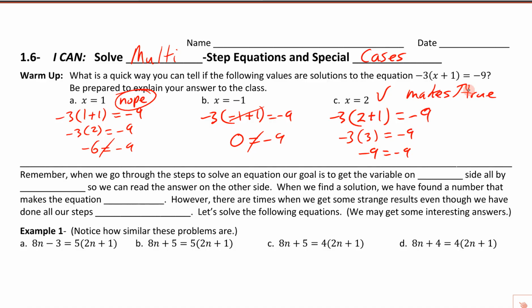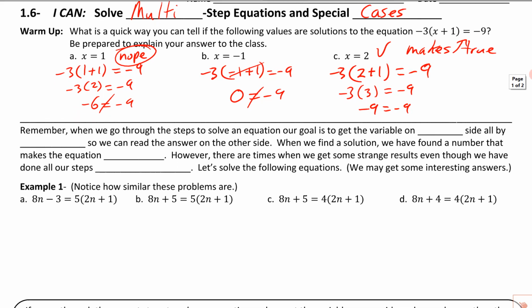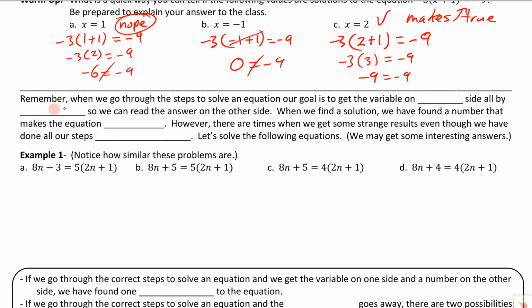And that's the whole point of solving an equation. You want to keep that in mind as we do the stuff that we're going to encounter today. So remember, when we go through the steps to solve an equation, our goal is to get the variable on one side. We want to isolate it so we get it all by itself. And the reason we do that is we want to be able to read off the answer on the other side. When we find a solution to an equation, we've found a number that makes the equation true.